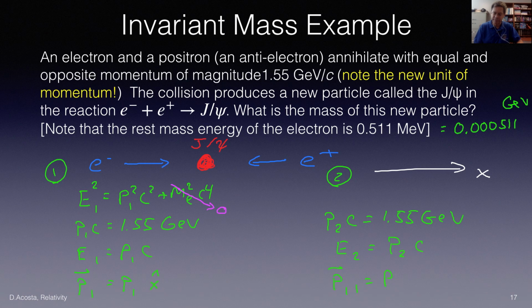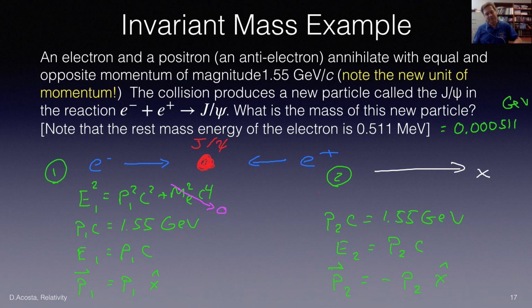Sorry, not P1, it's P2, excuse me. P2 vector is minus P2 in the x-hat direction. Sorry, it took a little bit of time there. Why? Because it's traveling in the negative x direction.